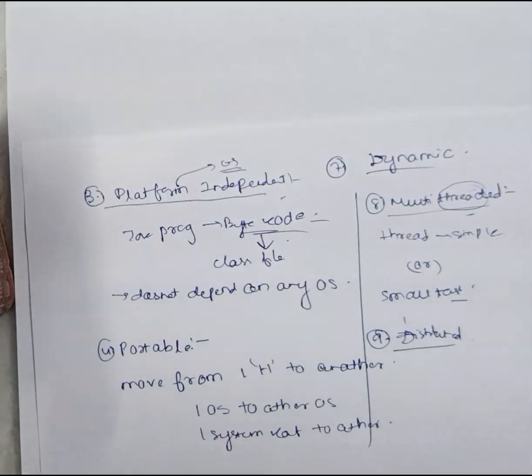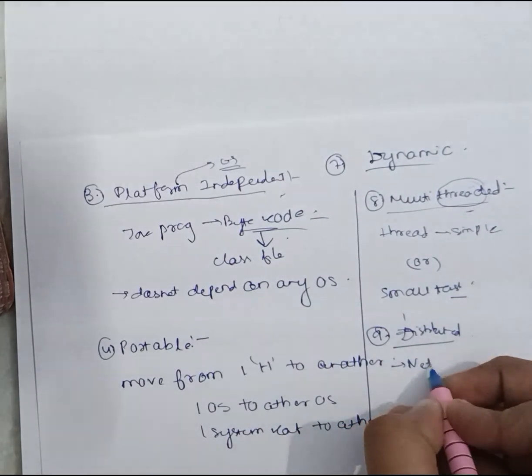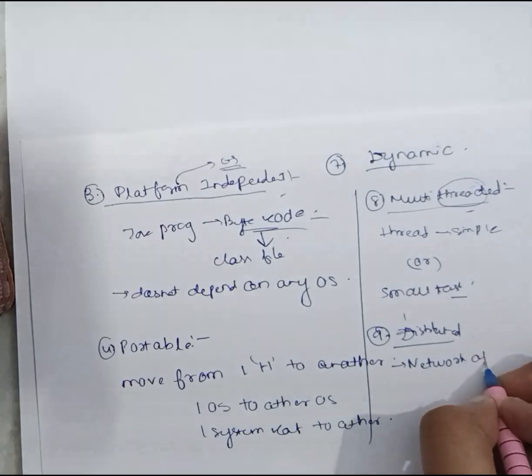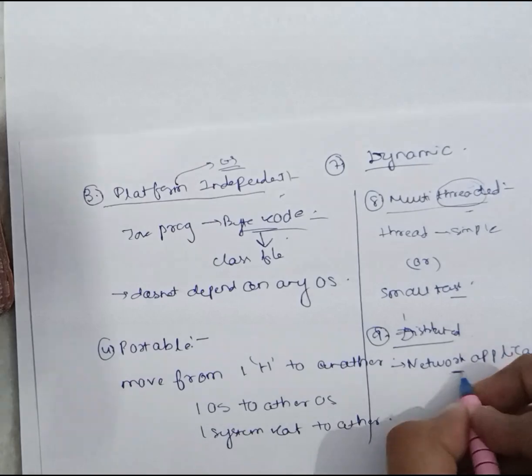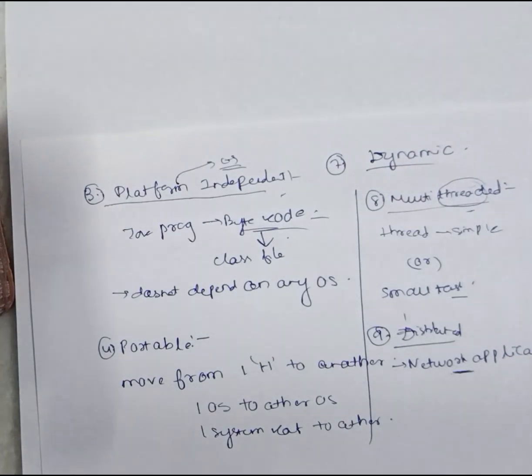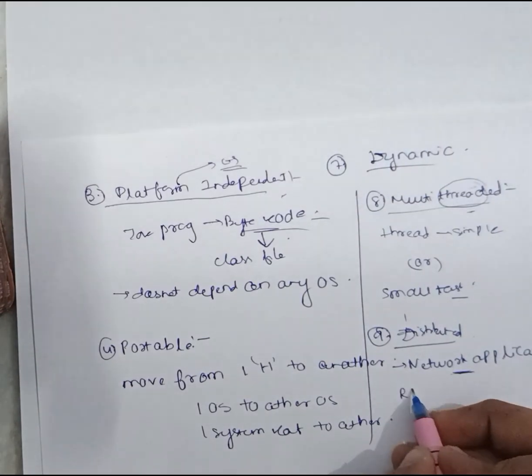The next one is distributed. Java is a distributed system. It means the same application can be executed on several systems. Why is Java known as a distributed language? Because with the help of Java we can develop network applications across several systems. In order to develop network applications we use RMI.